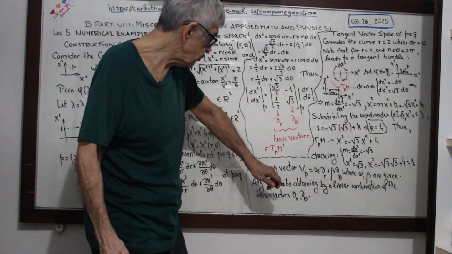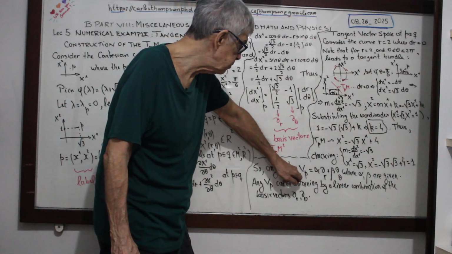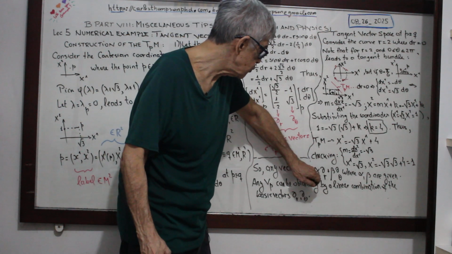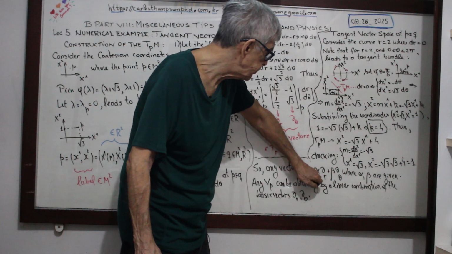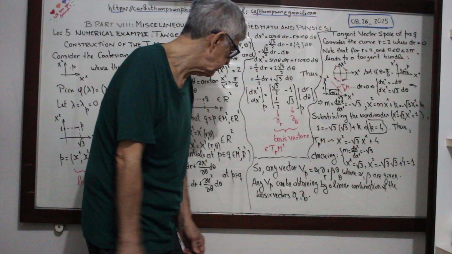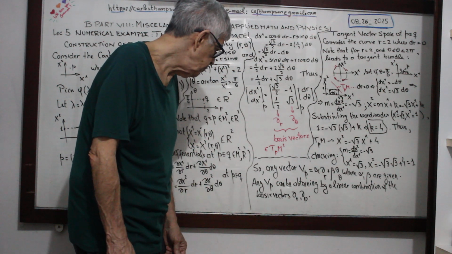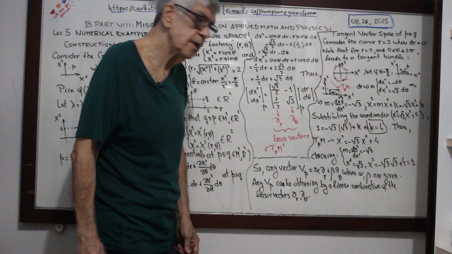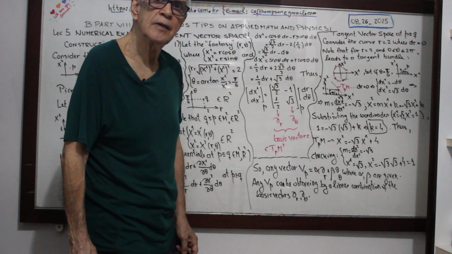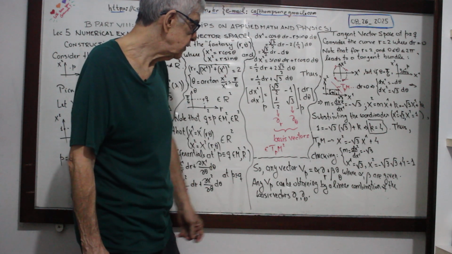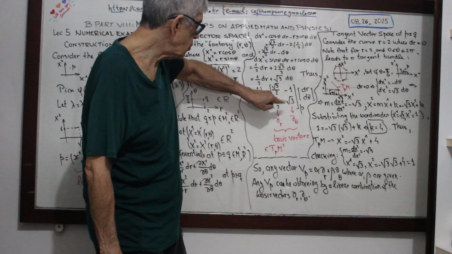Then any vector V at point P can be obtained by the linear combination, see, alpha partial of R plus beta partial of theta, when alpha and beta are given, see? So, in this case, we can span the tangent vector space just using this basis vector, which I calculated over here.